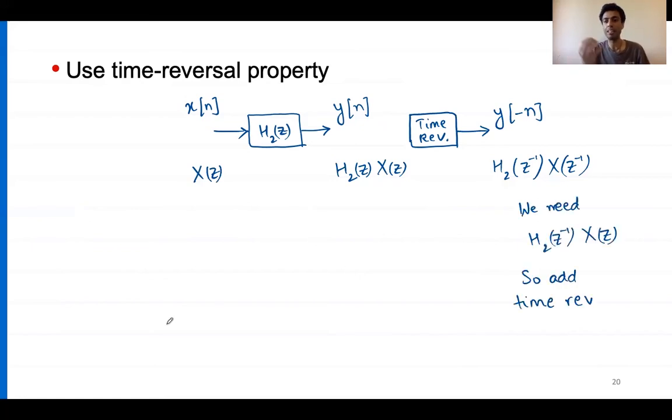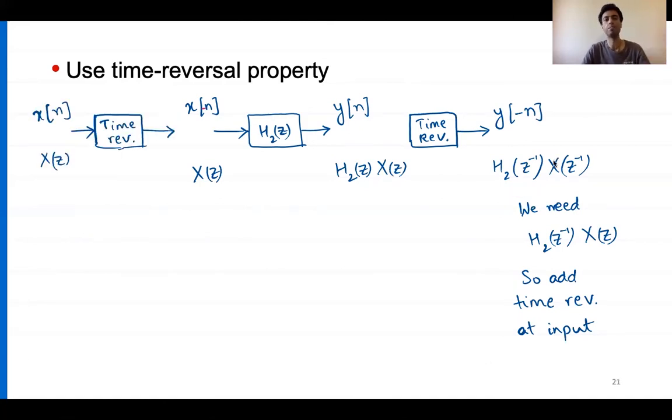But we need H2 of Z inverse into X of Z. So this part, H2 of Z inverse, this is a good thing, right? This is what we need. But X of Z inverse is not what I need. I need X of Z. That is why we add time reversal at the input also, so that I reverse my x of z in the beginning, and so that now when I reverse it, it is in the right form. So I have added a time reversal filtering here, so that my x of n becomes x of z.